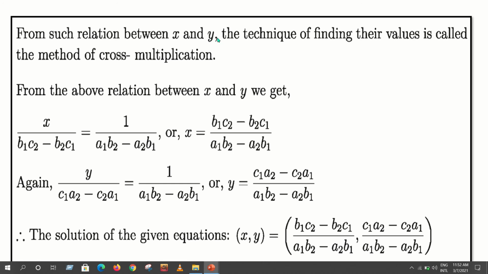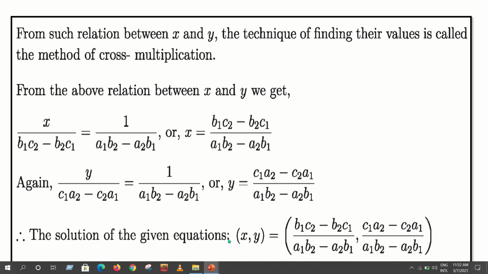From such a relation between x and y, the technique of finding their values is called the method of cross multiplication. From the above relation, we can write x divided by this equals this. Therefore, x is equal to b1 c2 minus b2 c1 divided by a1 b2 minus a2 b1. Again, y divided by c1 a2 minus c2 a1 equals 1 divided by a1 b2 minus a2 b1, or y equals c1 a2 minus c2 a1 divided by a1 b2 minus a2 b1.